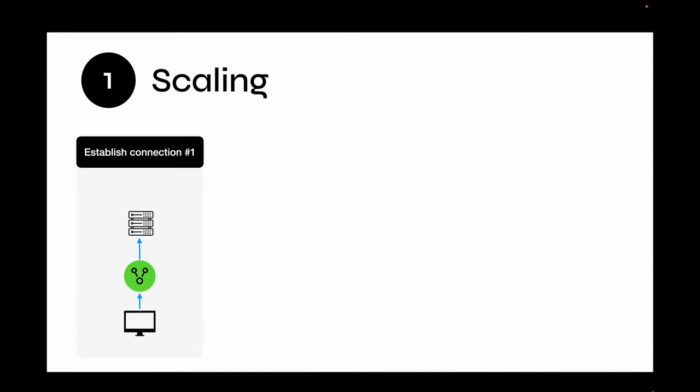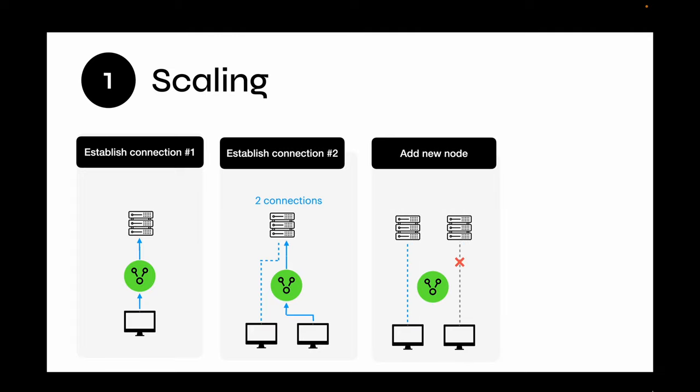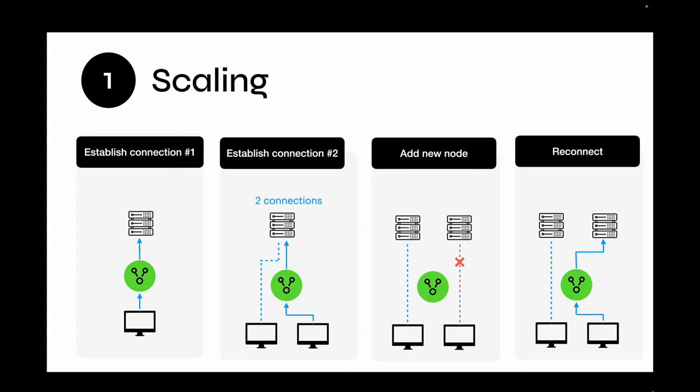Let's look at this example. A client establishes a connection with a server. Another client also connects to the same server. As server load increases, the cloud provider decides to distribute the load between two servers. To do that, we have no choice but to drop the connection with one server and establish it with another.